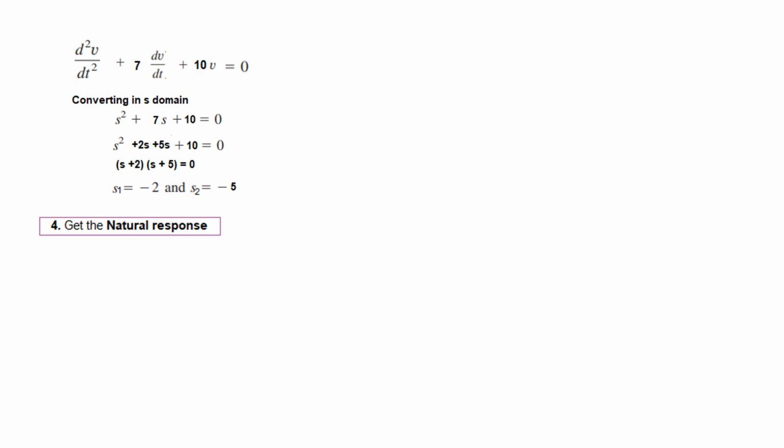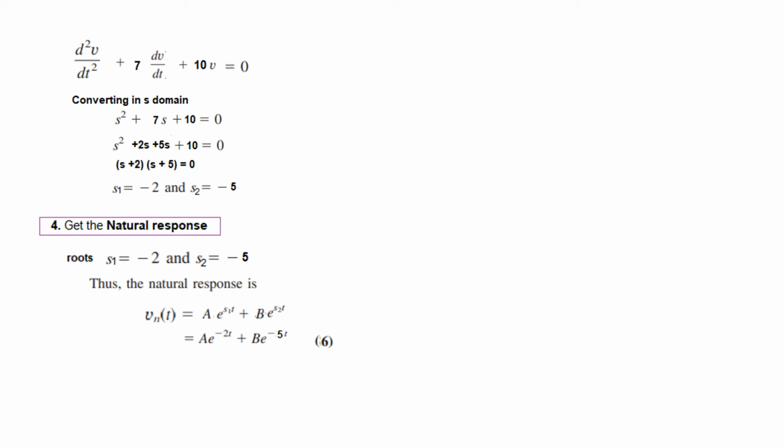Okay, now we get the natural response, and the natural response equation is V natural is A e raised to the power S1t plus B e raised to the power S2t. S1 and S2 we know here, so we'll put that value. So this is the natural equation. And A, B are unknown here, so we have to find that later on.